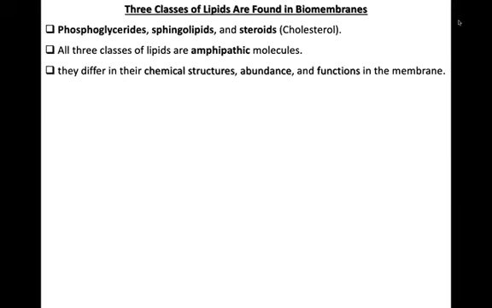So there are three classes of lipids found in the biomembrane. You have the phosphoglycerides, you have the sphingolipids, and you have the steroids, which are mainly cholesterol. All these three classes of lipids are amphipathic molecules. What's the meaning of amphipathic molecules? That each molecule has a part that is hydrophobic and a part that is hydrophilic. The three classes of these lipids differ in chemical structure, they differ in abundance, and they differ in function as well, what they do in the membrane.